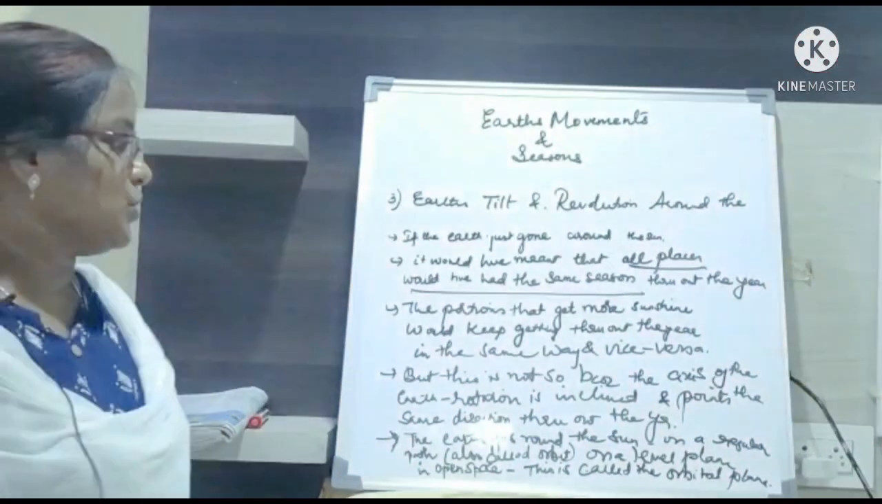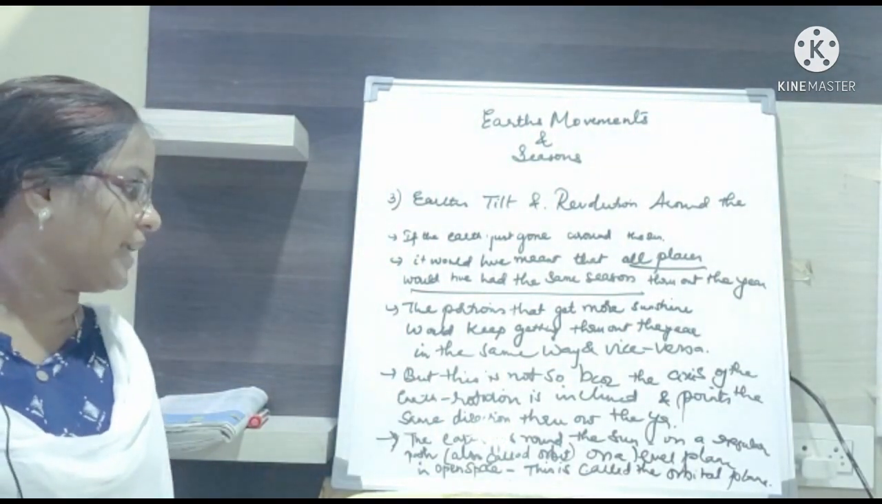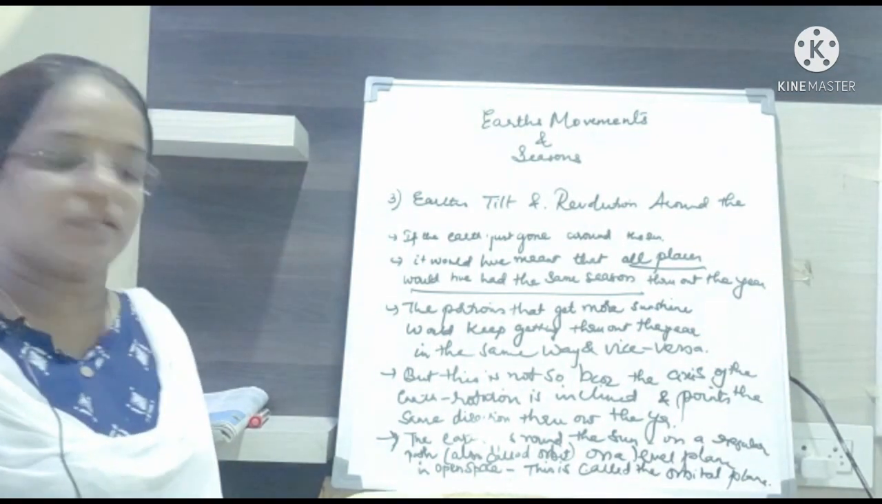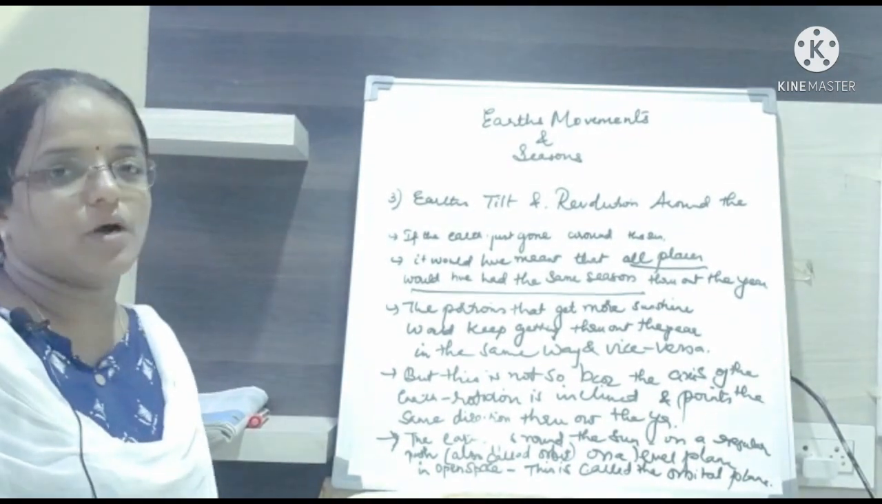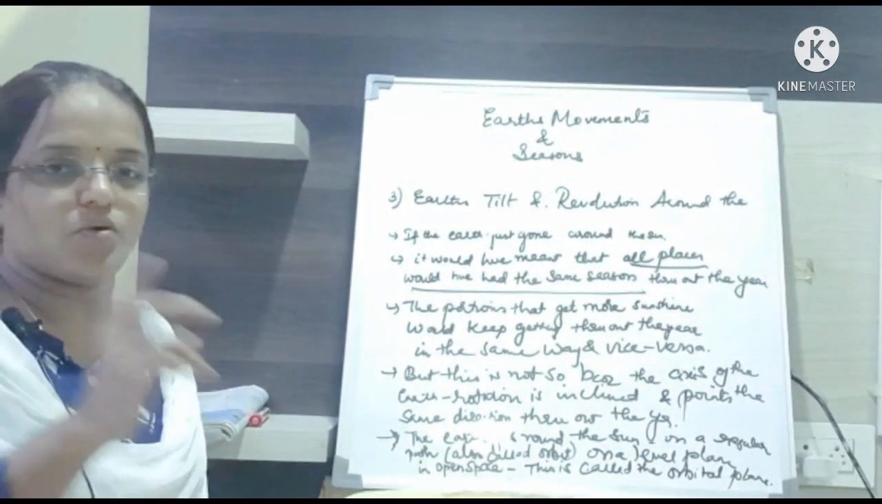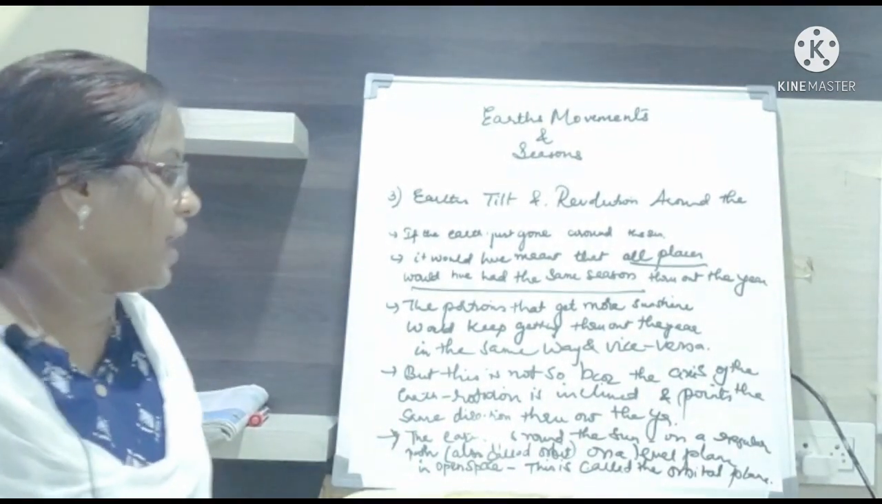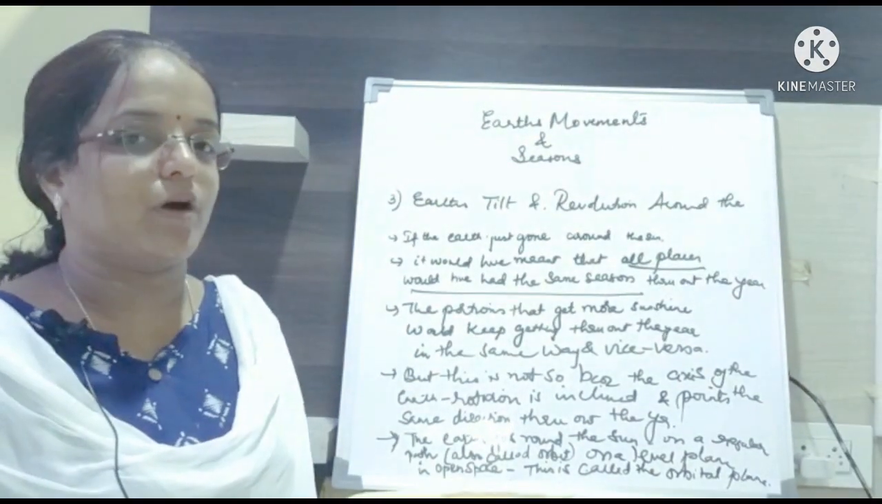This happens because the axis of the earth's rotation is inclined and points in the same direction throughout the year. The earth goes round the sun on a regular path, also called an orbit. The earth goes round the sun, we all know. The regular path is called the orbit, and on a level plane in open space, this is called the orbital plane.